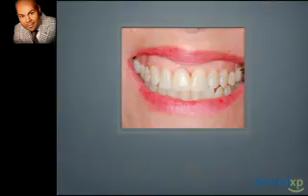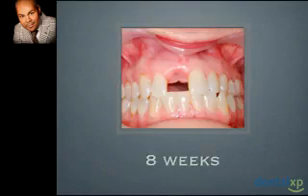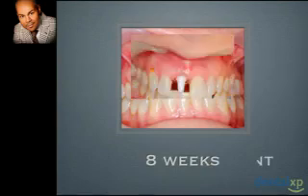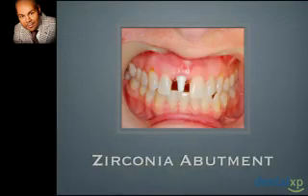But again, we let this sit over time, modifying our flipper. We'll look at about 8 to 10 weeks down the road. We'll see a nice bulk, that nice roll, and some stippling at the margin. Then we go ahead at about 8 to 10 weeks and take a fixture level impression and fabricate our zirconia abutments here in the anterior.